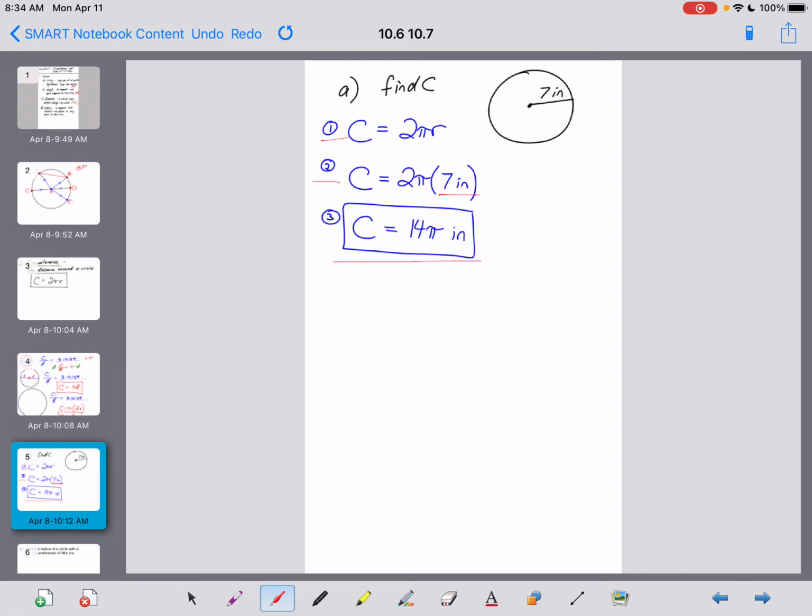Just a reminder to you guys, I'm not going to ask you to go to your calculator and type in 3.14 or use the pi button. Unless the directions specifically say to write it as a decimal, which I don't usually ask for, I want you guys to leave your answer in terms of pi.